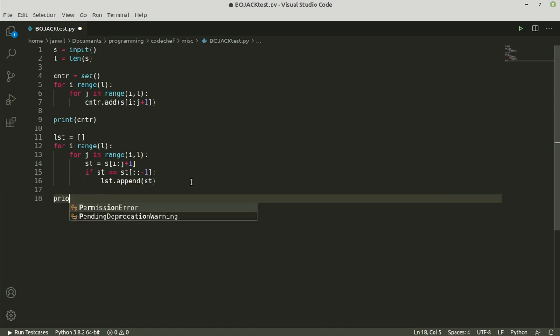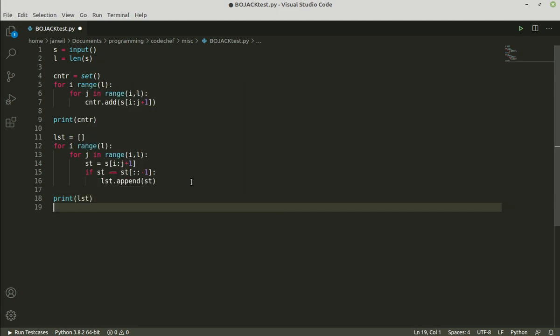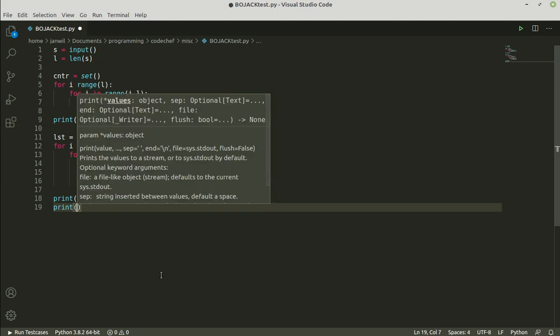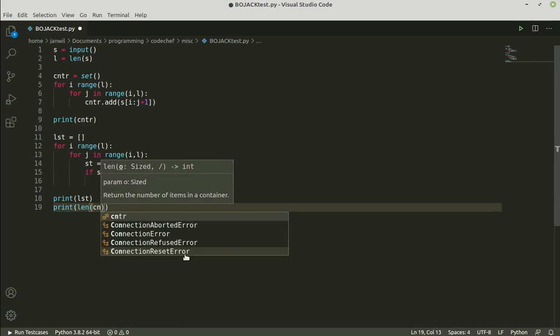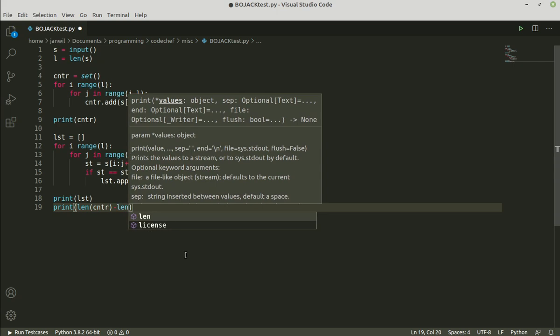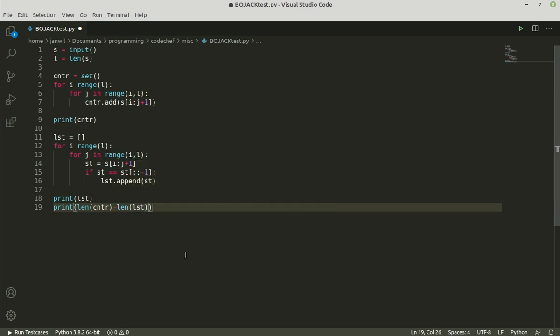So we can print also out this lst, and finally we will print out the difference of the cardinalities of these two data structures. So it's going to be len counter minus len lst, and this is actually the number that we're looking for. So let's run this program.